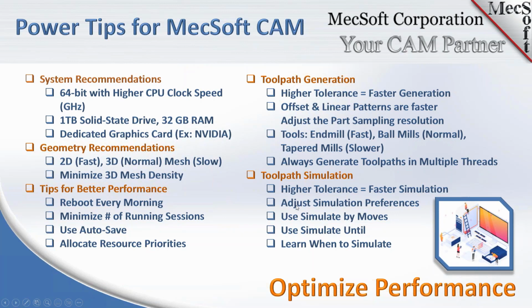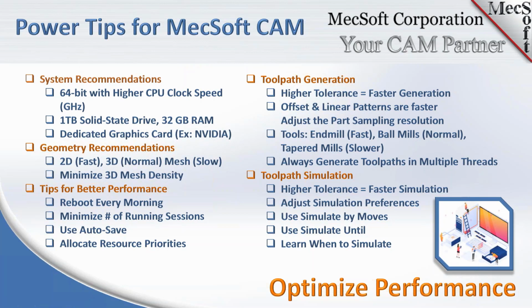I know we got a lot of info. I boiled all of the information down on 1 slide, so we'll go through it kind of slow. We'll start on the upper left. We have just the different sections. I'll just go over the sections. We got the system recommendations, or the system performance, on the top left. We have geometry recommendations, which type of geometry you'll get better performance with, and which you won't. Tips, just operating tips for better performance. Then we have toolpath generation performance up here, and toolpath simulation performance on the bottom. So let's just start on the upper left.